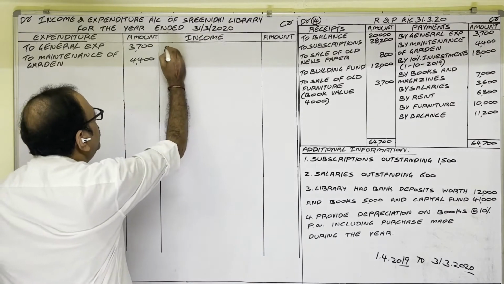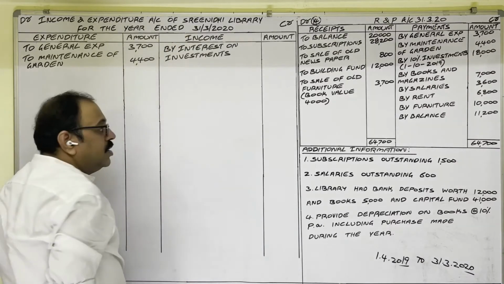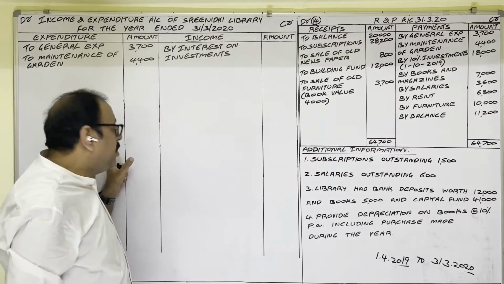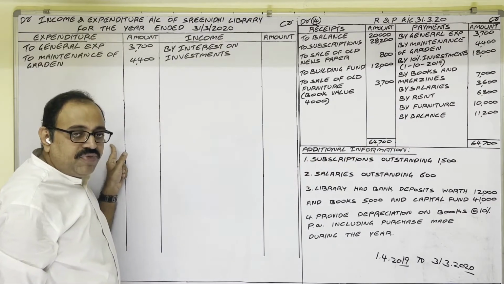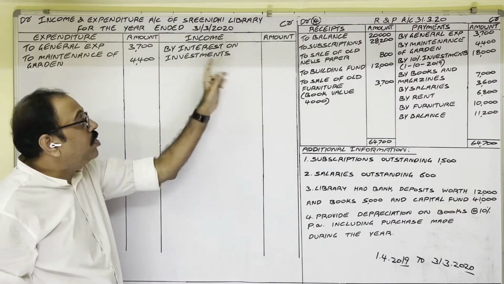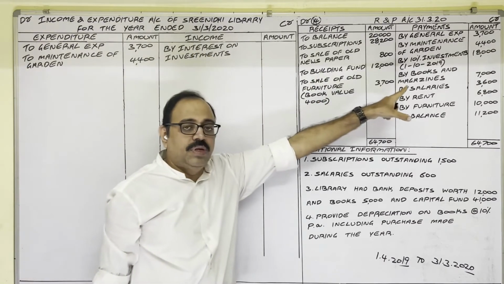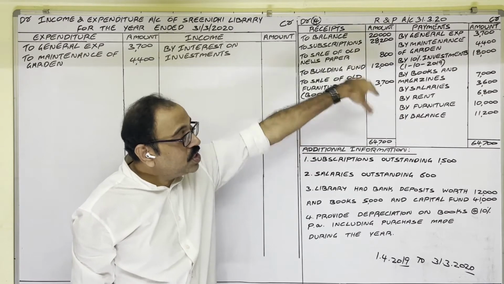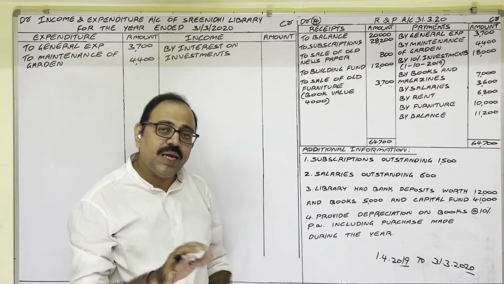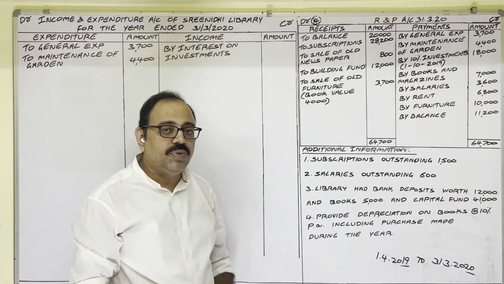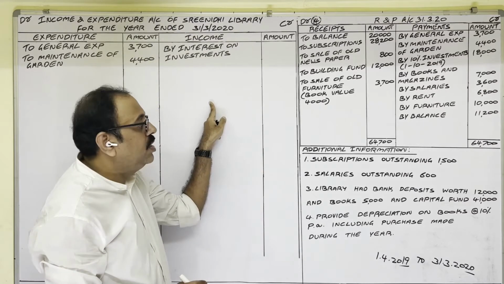By interest on investments. Payment side amounts we generally take on the debit side of this account, but this first time, a payment side amount we are taking on the credit side. Because I am not writing investment, I am writing 10% interest on investment. Investment is a capital expenditure, but interest on investment is revenue income, no? Therefore, I am showing that on the credit side.